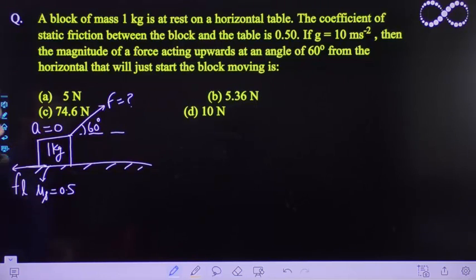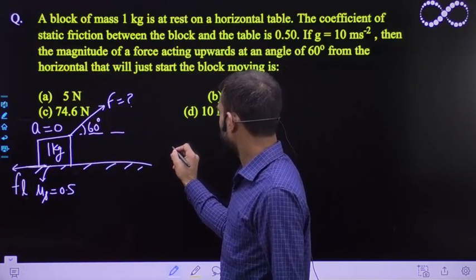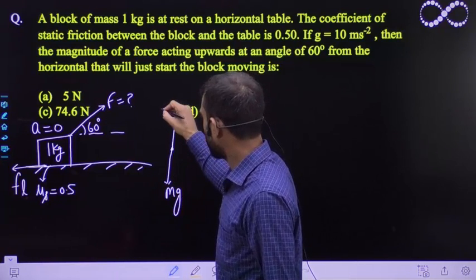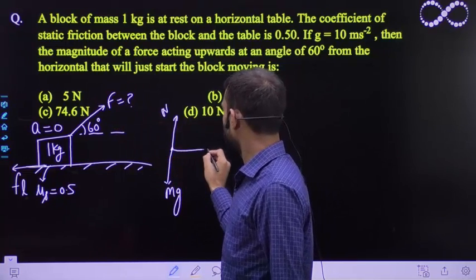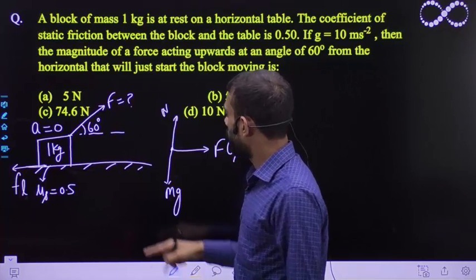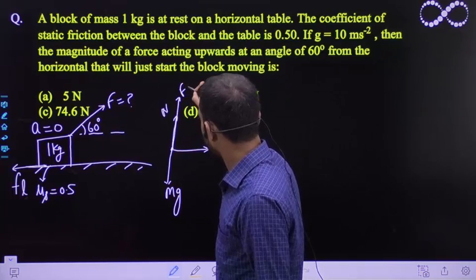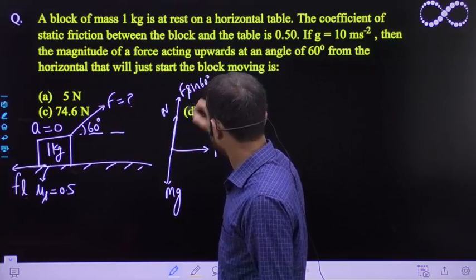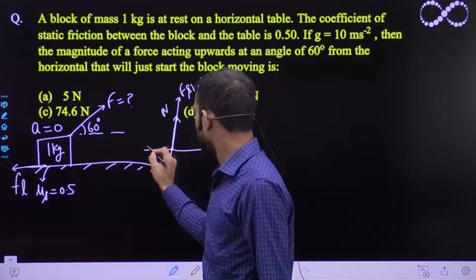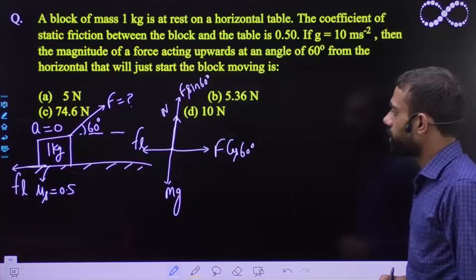So let us make the FBD diagram here first. In the FBD diagram, what are the forces? I can take here mg. The normal will act in upward direction. In this direction it will be F cos theta, F cos 60 degree. In the vertical direction it will be F sin 60 degree. And what are the other forces? The friction will also act, that is F limiting in this direction, and all the forces must be balanced because the acceleration is 0.